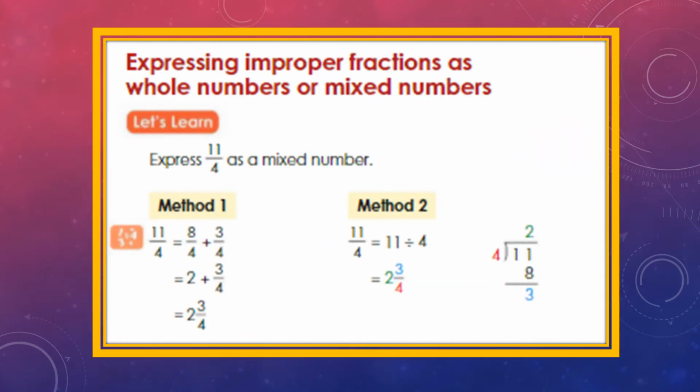In this slide, class, we'll be learning how to express improper fractions as whole numbers or mixed numbers. Express 11/4 as a mixed number. There are two methods in finding the answer. The first one is to divide 11 by 4. So we have 8/4 plus 3/4, and 8 divided by 4 equals 2, and copy the 3/4. Then if we put them together, the answer will be 2 and 3/4.